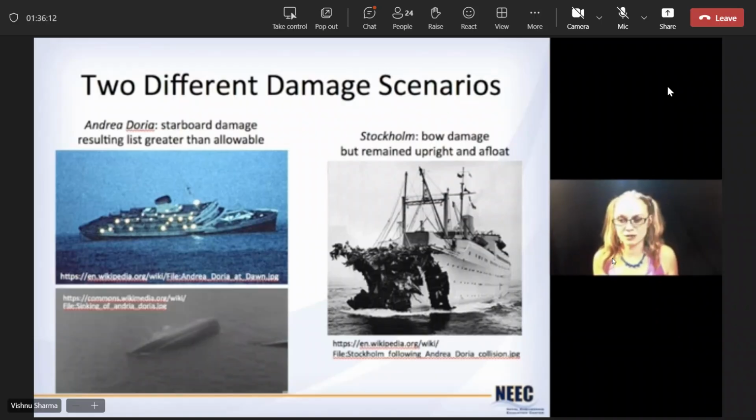So you look at these two things, and both these ships were okay design-wise. The Andrea Doria was designed to withstand 15 degrees of list. Unfortunately, in this accident, she had 20 degrees of list. And so the old rules, they're finding, weren't enough. So, well, what can we do? There's got to be something better, right?